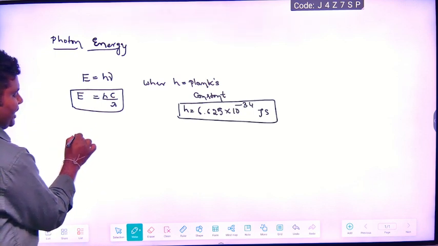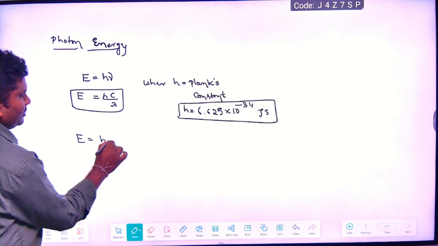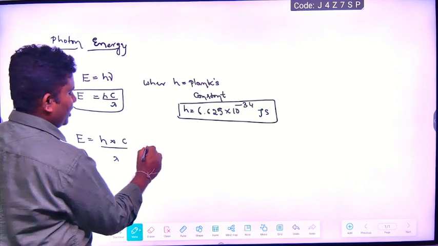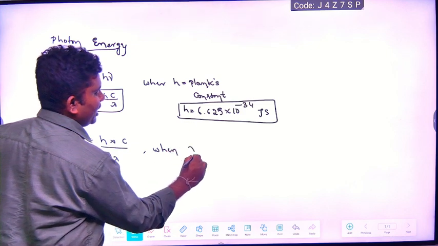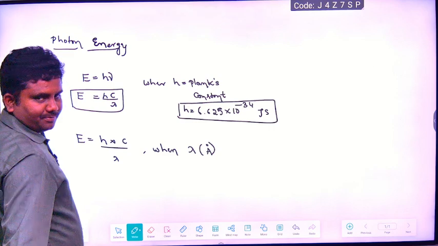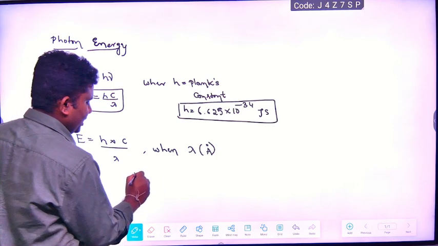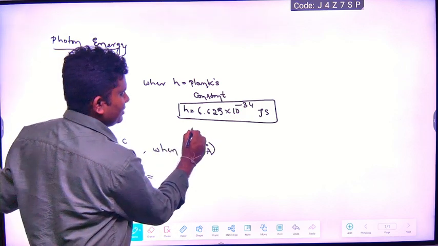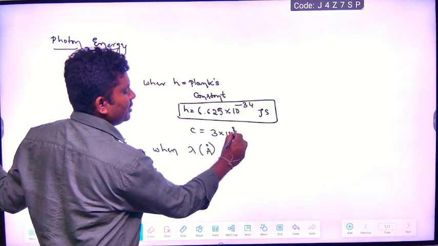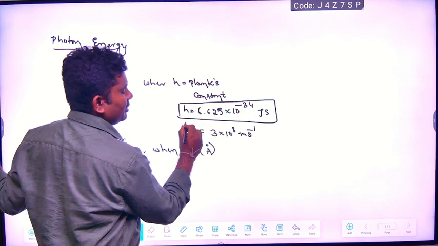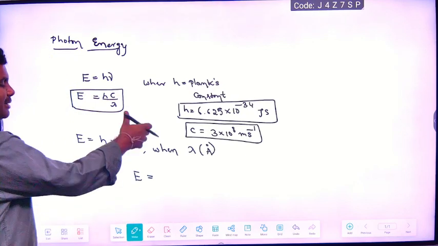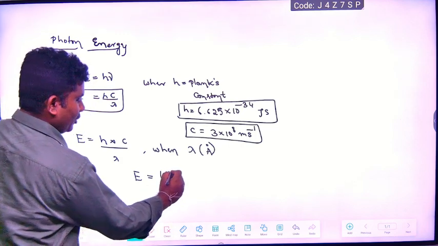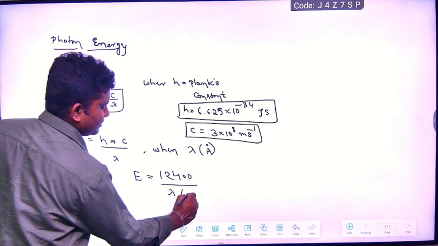Now if you substitute h, the constant, and c, the velocity of light, into the formula, when lambda is in angstrom, the energy E is approximately 12400 divided by lambda in angstrom. Here c equals 3 times 10 to the power of 8 meter per second, the velocity of light. This is the approximate value.